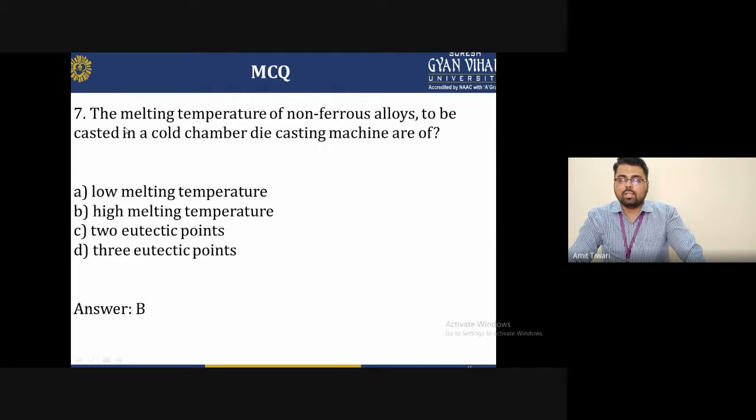Seventh question: the melting temperature of the non-ferrous alloys to be cast in cold chamber die casting machines is of what kind? The options are A low melting temperature, B high melting temperature, C 2 eutectic point, and D 3 eutectic point. The correct answer is B, high melting temperature.